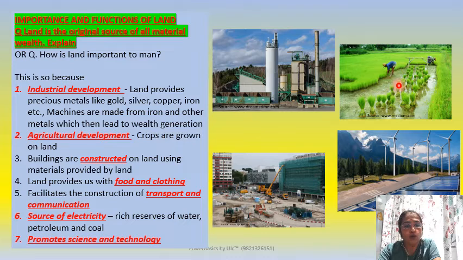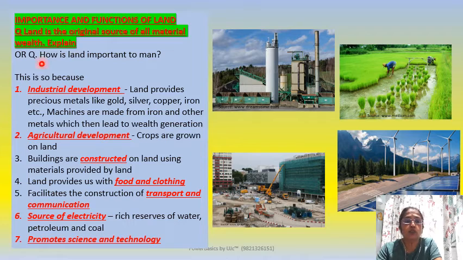Agricultural development. Crops are grown on land. Buildings, construction is happening here. Buildings are constructed on land using materials provided by the land. Like what? Iron ores, mineral ores from the land to take out iron, and then you build on land. Land provides us with food and clothing. It facilitates the construction of transport and communication: motorways and seaways. Source of electricity. This is electric power generation, hydroelectric station. Rich reserves of water, petroleum and coal give us electricity, and it promotes science and technology.